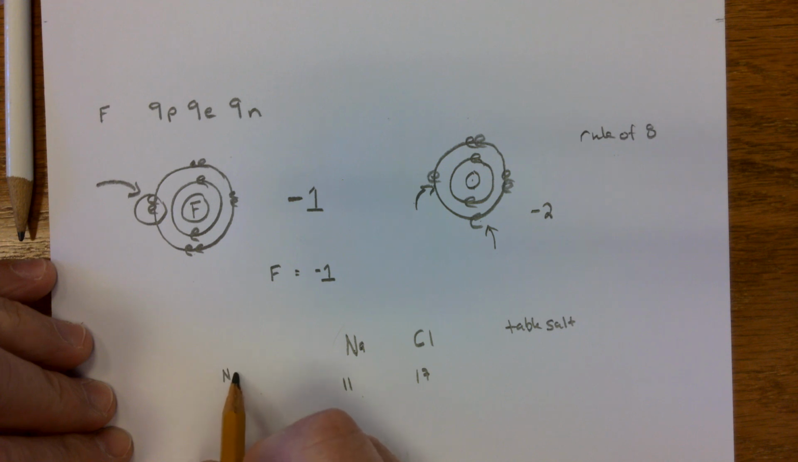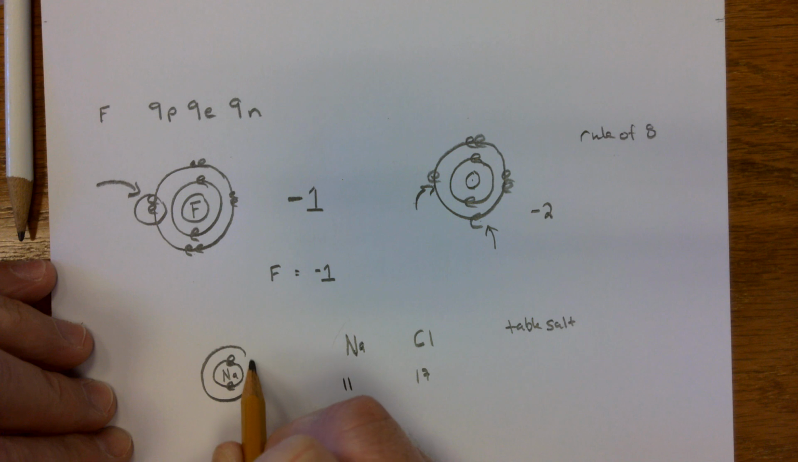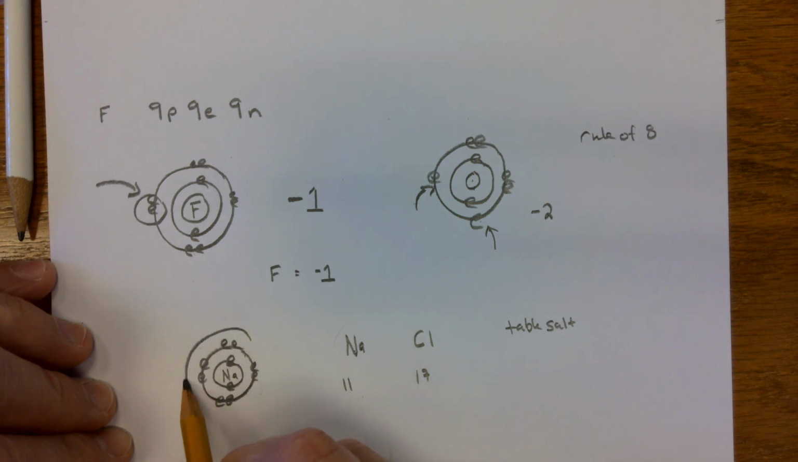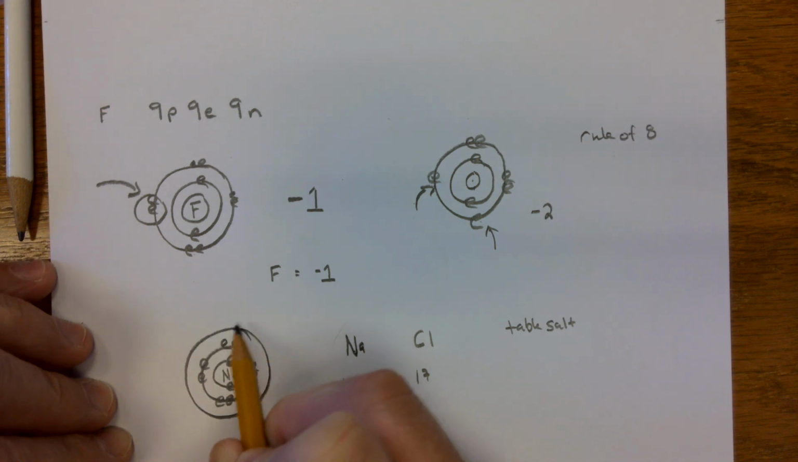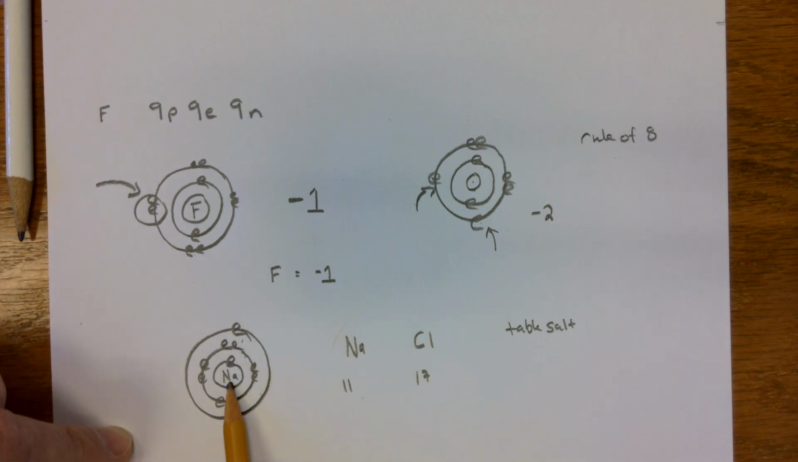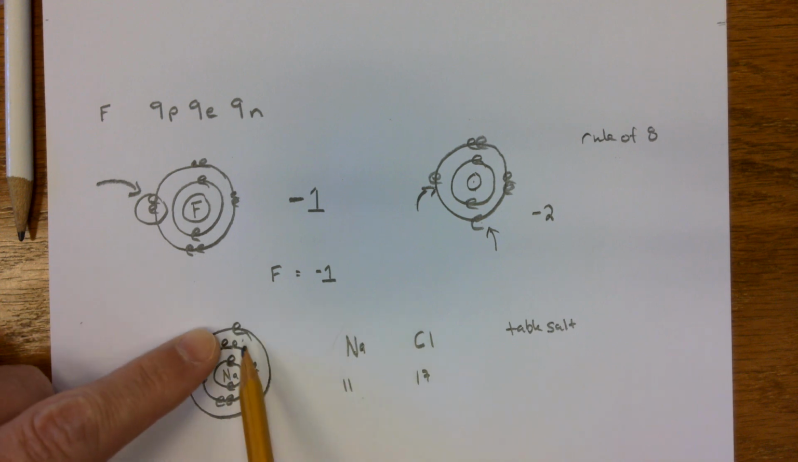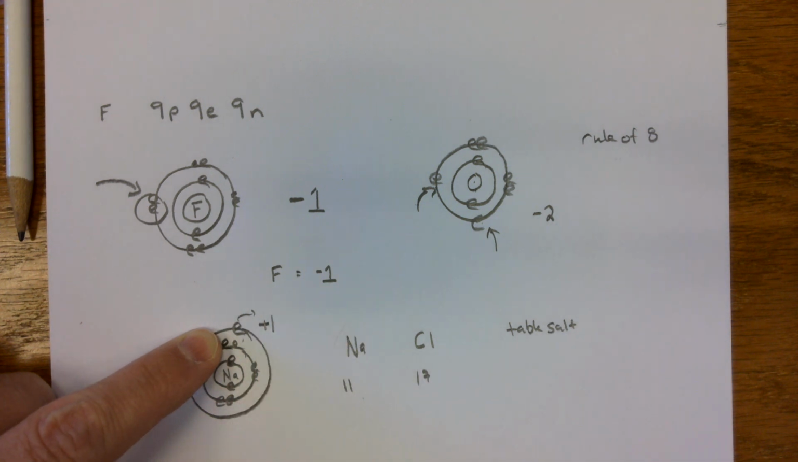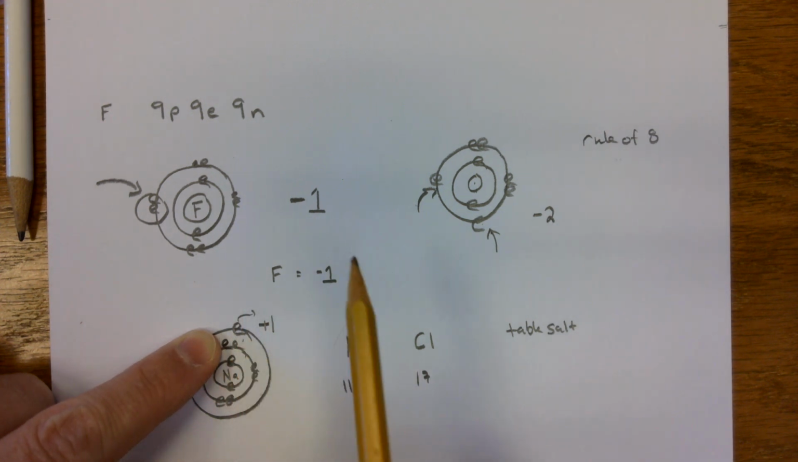Sodium. 2 in the first, 8 in the second. 1, 2, 3, 4, 5, 6, 7, 8. That adds up to 10 so far. One more, 11. Try it again. 2, 4, 6, 8, 10, 11. 11 in that third shell. It doesn't need it. It's going to try to get rid of it. That makes it a +1, just like we predicted. This is important. It's going to come back into play.